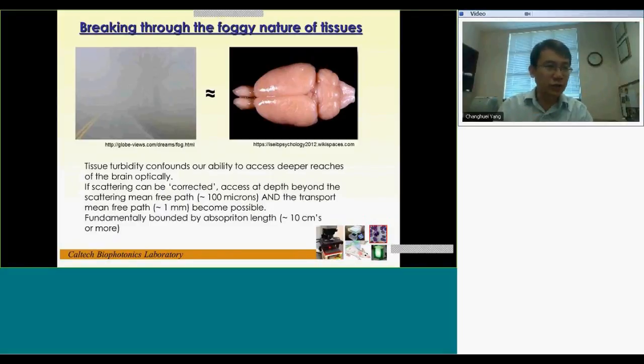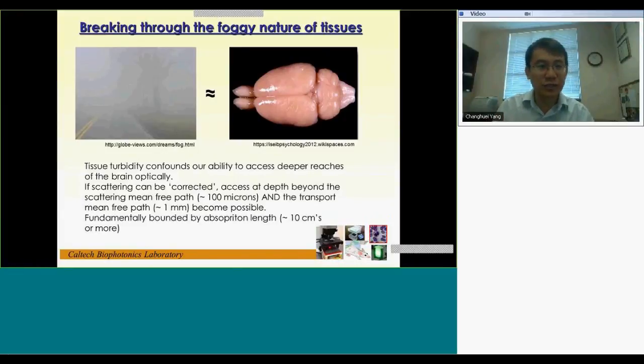But unfortunately, that strategy has a limit, which is that as you go to longer and longer wavelengths, you eventually reach a point at which the absorption due to water starts to limit your ability to deliver light into the tissue. So what we're trying to do here is come at this with a different strategy, in which we are not trying to minimize the scattering by choosing a different wavelength, but to correct for scattering on the way in so that we can access deeper parts of the brain.